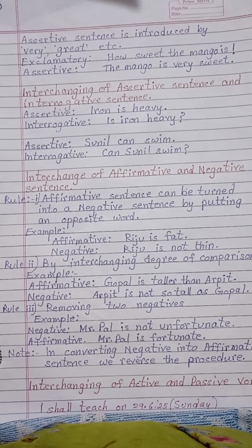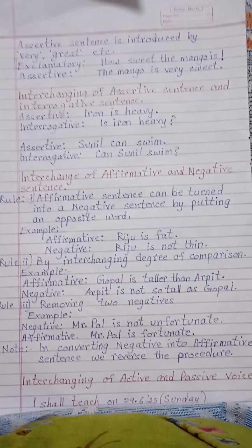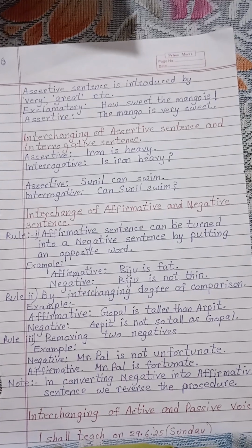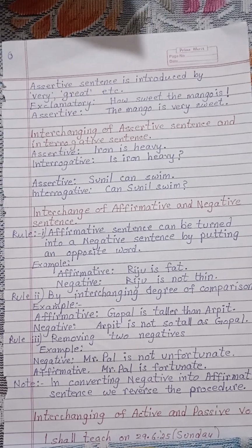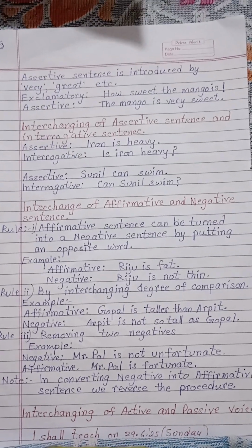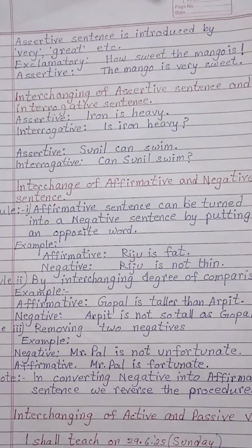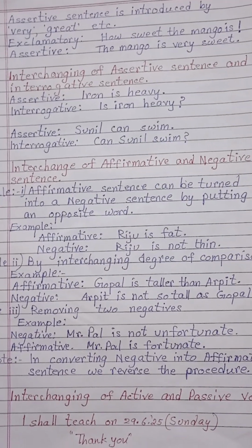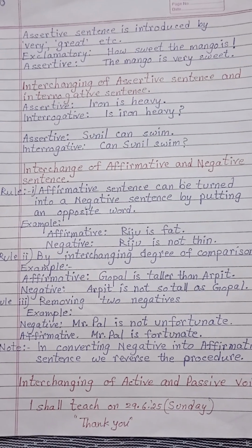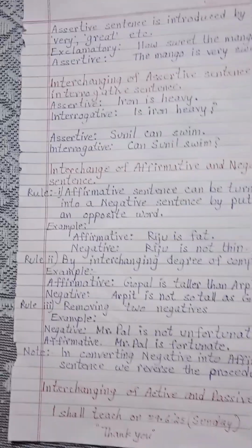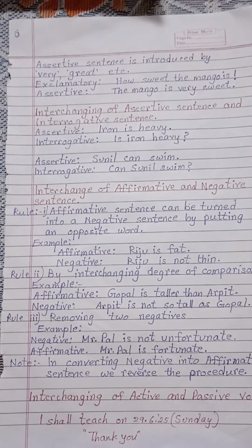Next is interchange of affirmative and negative sentence. We get always affirmative to negative or negative to affirmative sentence to convert. So how to convert from an affirmative sentence to a negative sentence? Affirmative sentence can be turned into negative sentence by putting an opposite word. First one rule I am teaching, by putting an opposite word.